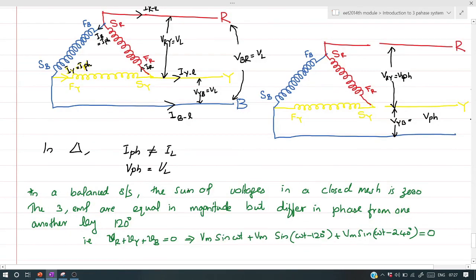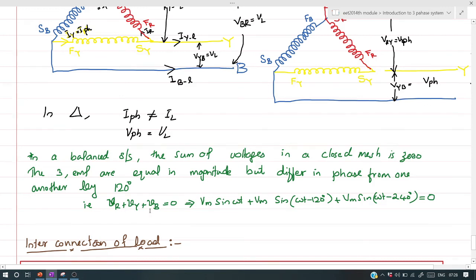In a balanced system, the sum of voltages in a closed mesh is zero. The three EMFs are equal in magnitude but differ in phase from one another by 120 degrees. That is, VR plus VY plus VB is equal to 0, which is equal to Vm sin omega t plus Vm sin(omega t minus 120 degrees) plus Vm sin(omega t minus 240 degrees) is equal to 0.